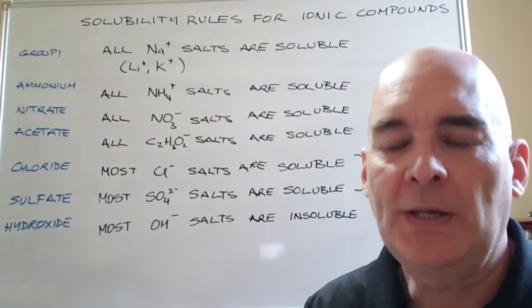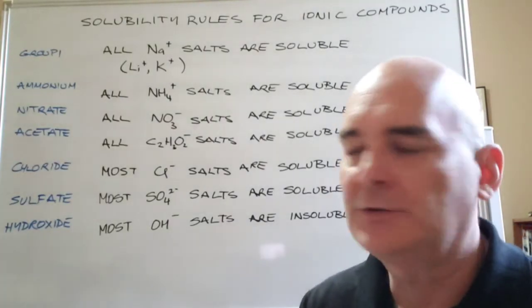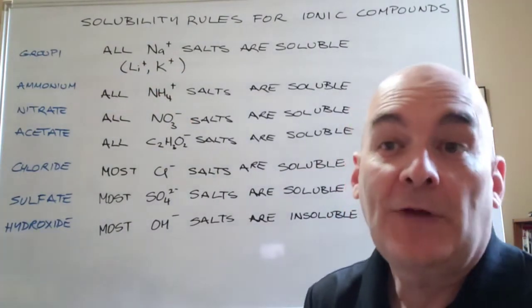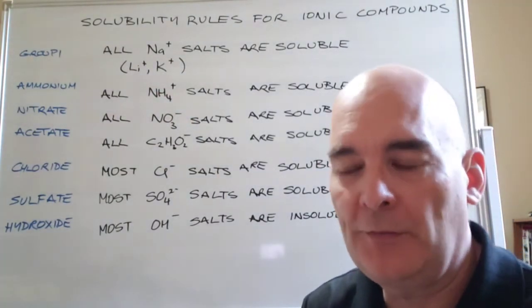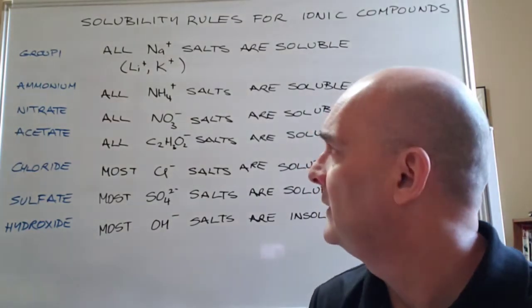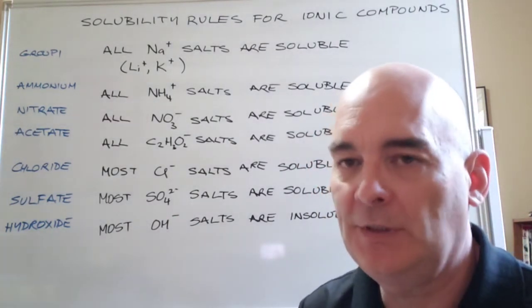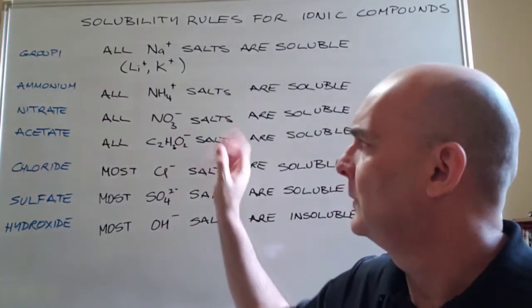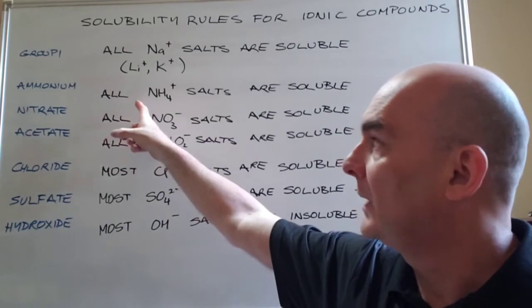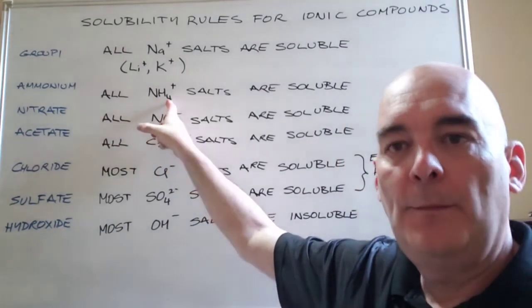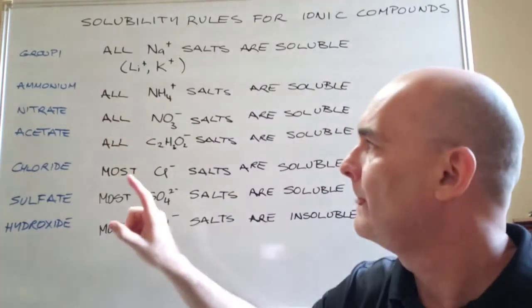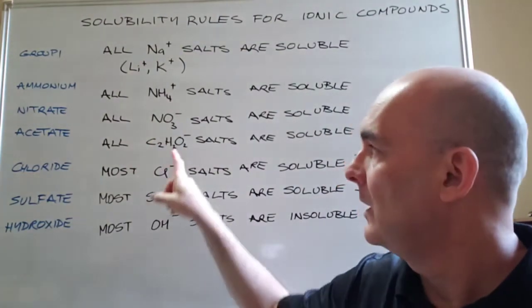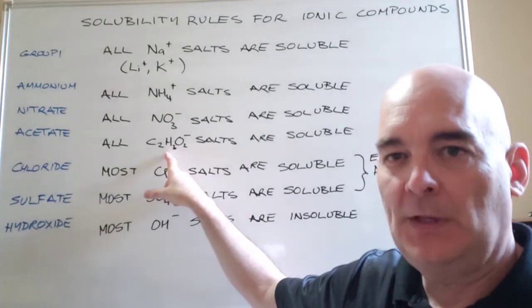These are the solubility rules for ionic compounds. All sodium salts are soluble in water. In fact, everything in group 1, all the metals in group 1, sodium, lithium, potassium, also rubidium and cesium, although you're not likely to find those in nature, are soluble in water. Also, completely soluble in water, all ammonium salts. All nitrate salts are soluble in water. All acetates are soluble in water.